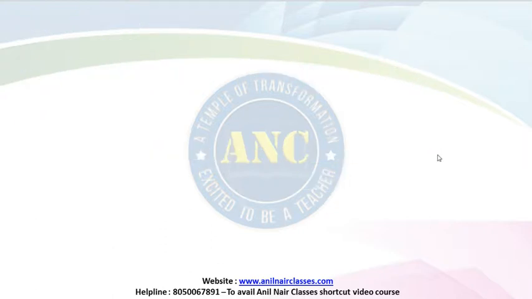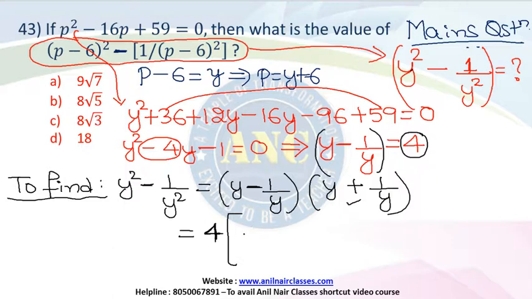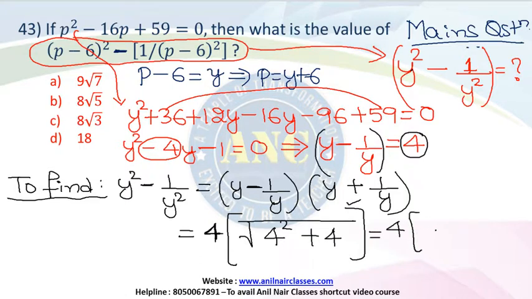So y plus 1 by y will become square root of k square plus 4, where k value is 4. That means in the bracket it is square root of 4 square plus 4, which is square root of 16 plus 4, that is 20. So it is square root of 20, and square root of 20 can be further simplified as square root of 4 into 5. Square root of 4 is nothing but 2. So root 5 remains as it is. So 4 into 2 is 8. 8 root 5 should be the final answer for this question.